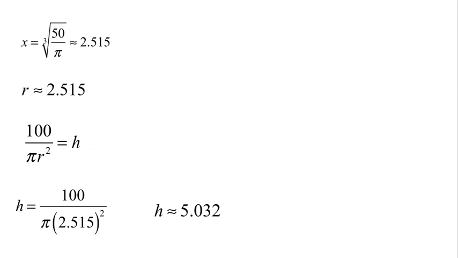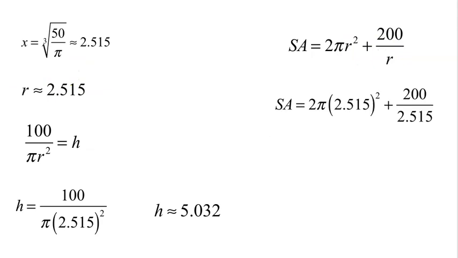Now, what is that minimum surface area? We had this formula. We said surface area was 2 pi r squared plus 200 over r. I'm going to plug in my r here of 2.515. So I get surface area is 2 pi times 2.515 squared plus 200 over 2.515. And what do I get? What is my surface area? About 119.3 square units. I forget exactly what our units were here. But that is going to occur when the radius is about 2.515 and the height is about 5.03, giving us a minimum surface area of about 119.3 square units. And that will conclude this lesson.